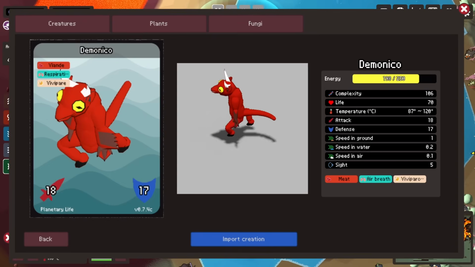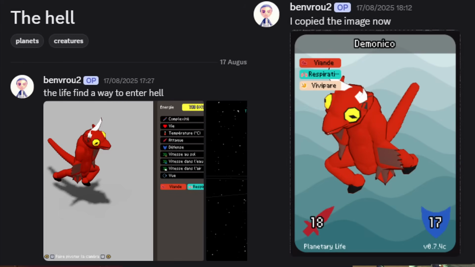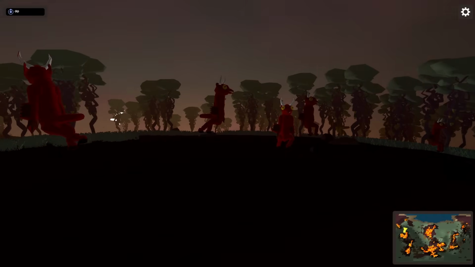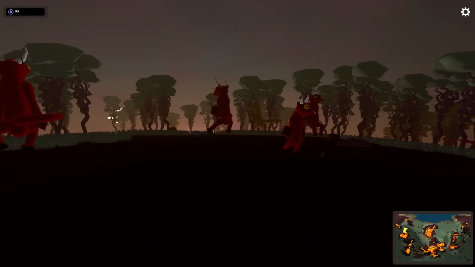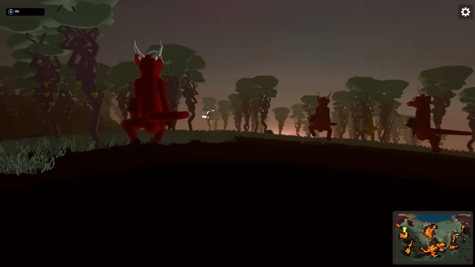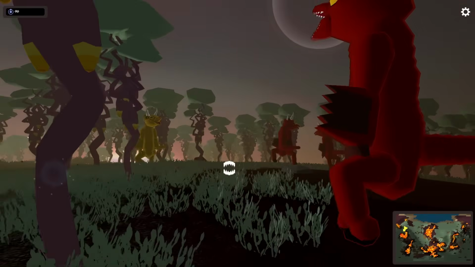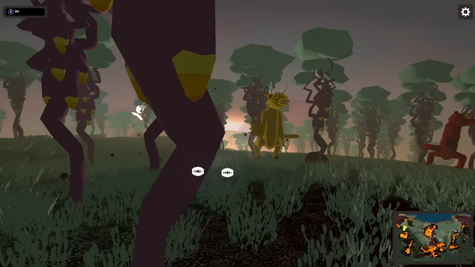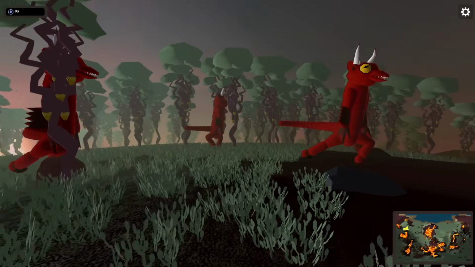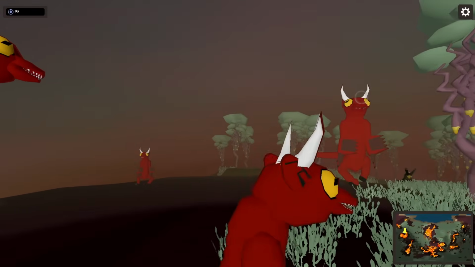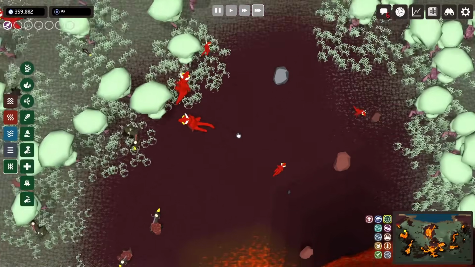Because the planet was happy, I needed a little bit of chaos. And from Discord, I had downloaded this demonic creature, thanks to Ben Vrow 2. I'm probably not saying it right. The creature is available on the Discord. And wow, these demonic creatures are so huge. I was so impressed when I put them in the planet and compared how tall they are with the trees.